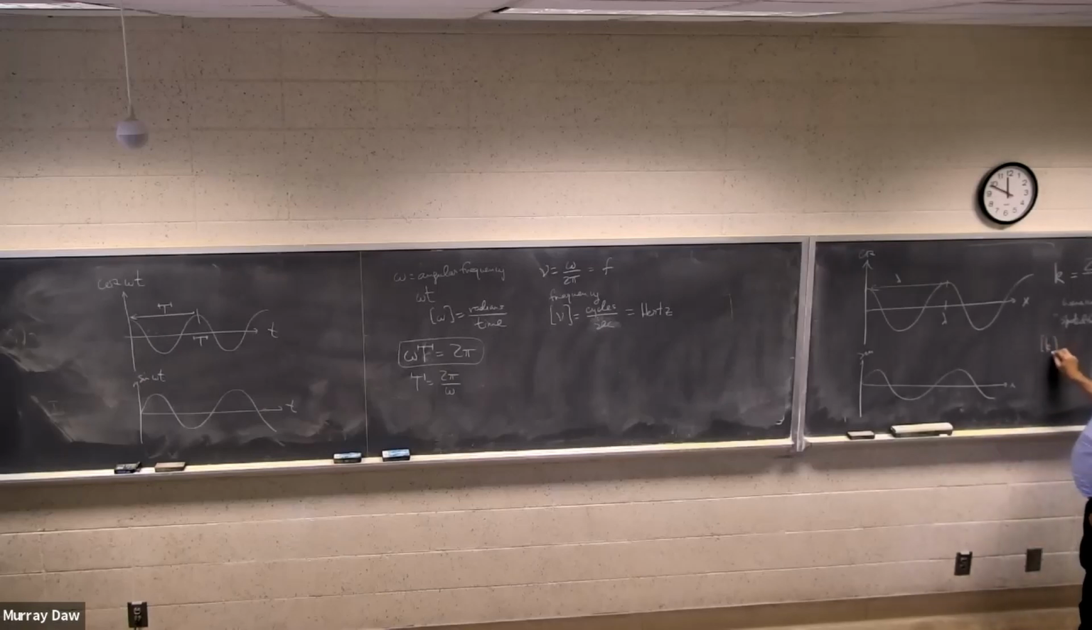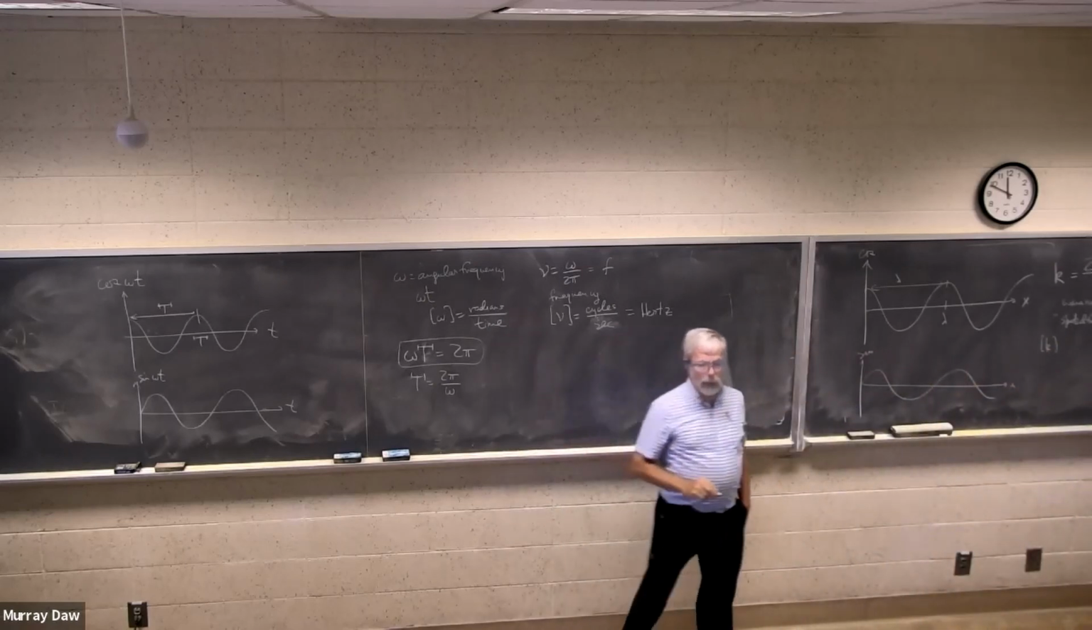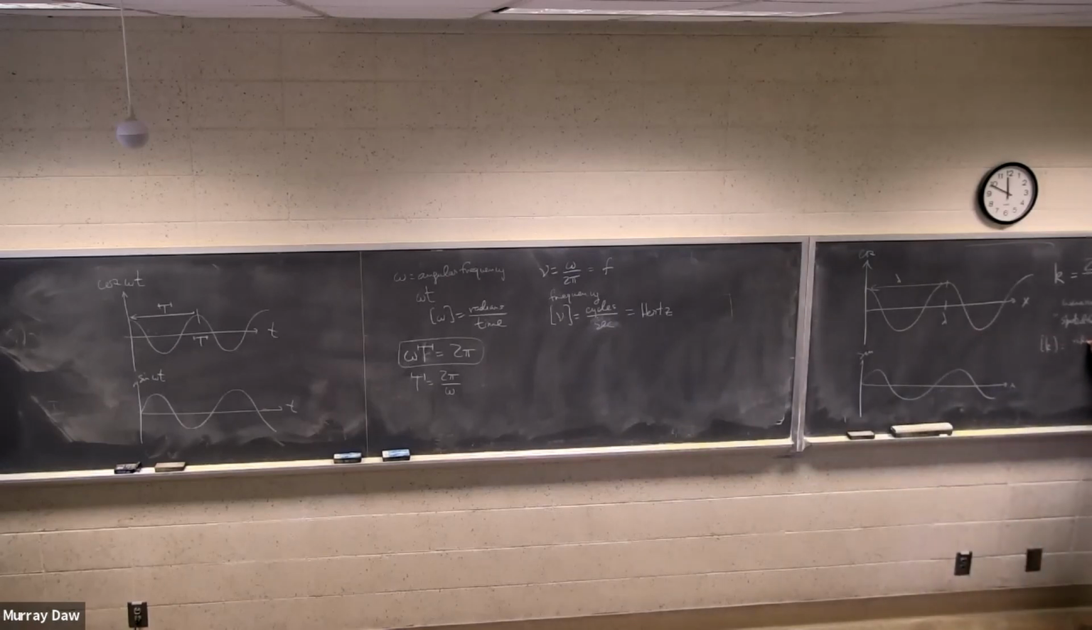Dimensionality of K, just like the dimensionality of omega is radians per time, the dimensionality of K is radians per distance, per length.